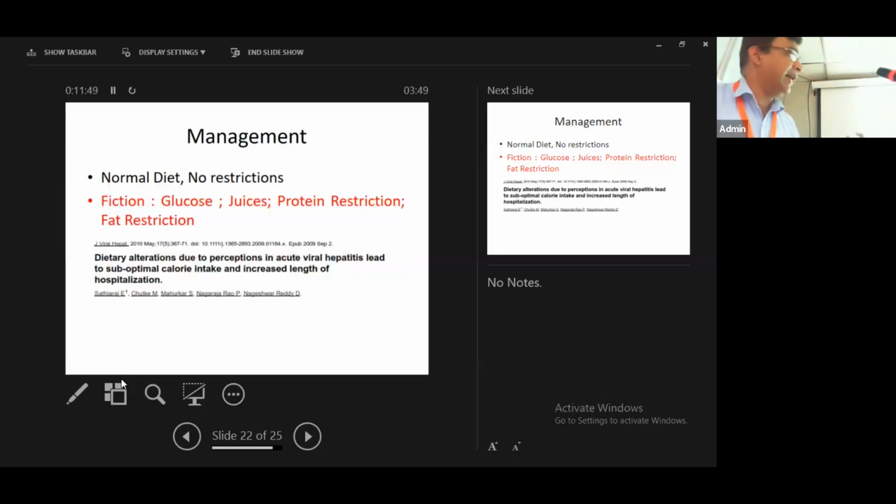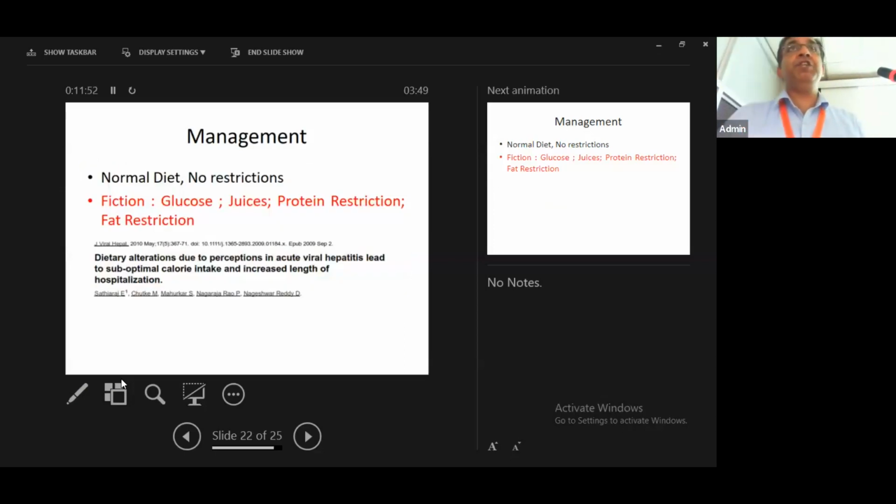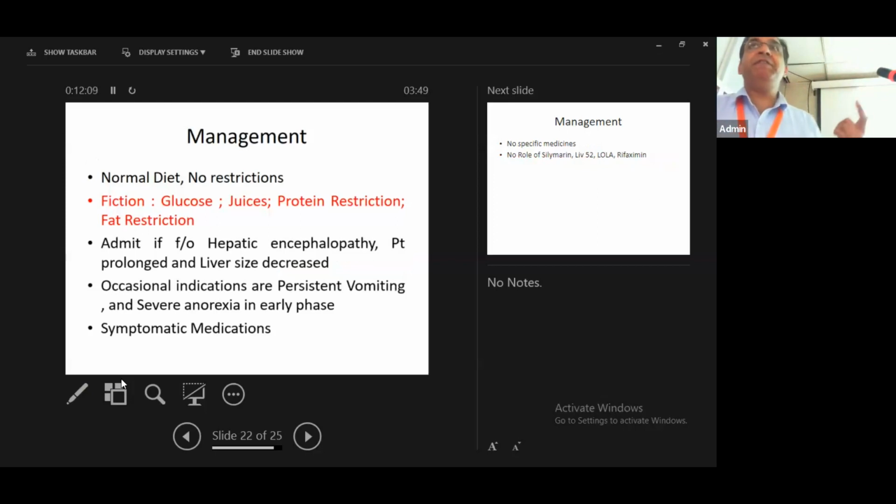So normal diet, no restrictions. The practice of using glucose, juices, protein restriction, or fat restriction should not be there. Prescribe a very normal diet. In fact, it has been seen that if you reduce the diet, it leads to longer recovery time. Admit if there are features of hepatic encephalopathy, PT is prolonged, or the liver size is decreasing. Occasional indications could be persistent vomiting and severe anorexia.